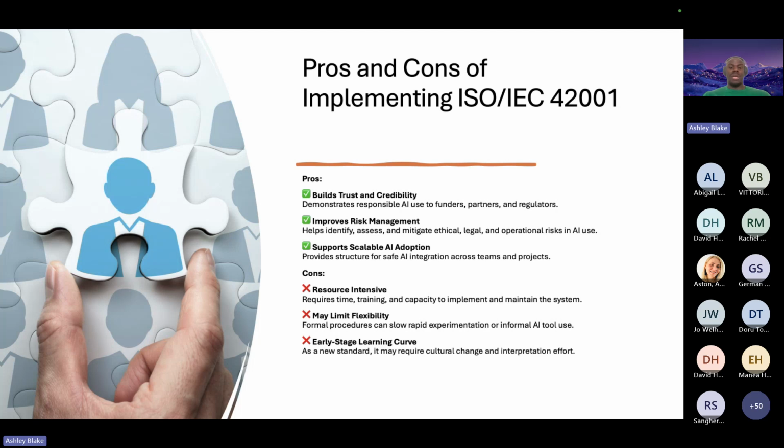And it's an early stage learning curve. It's a new standard and it will require change. Even since I did the standard in April, there have been a few changes to the framework, which I've implemented into this PowerPoint.